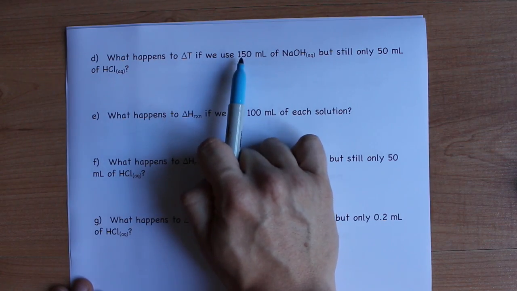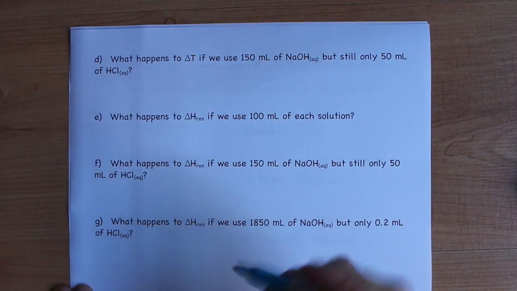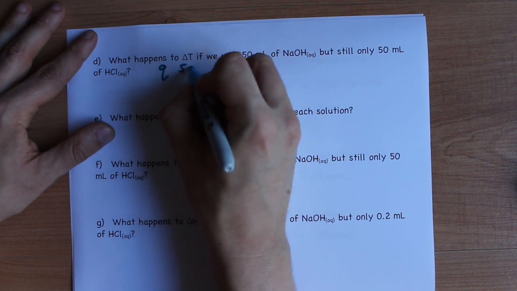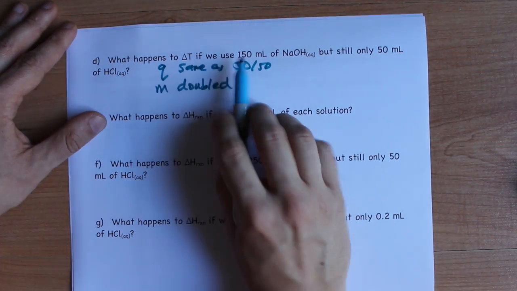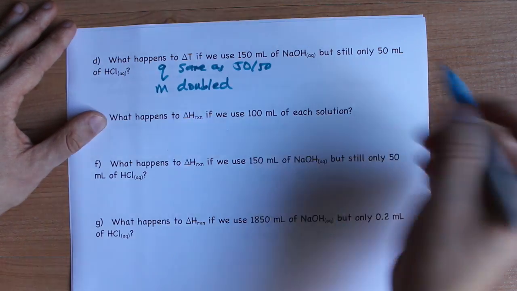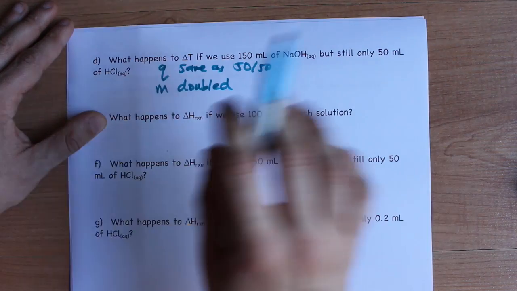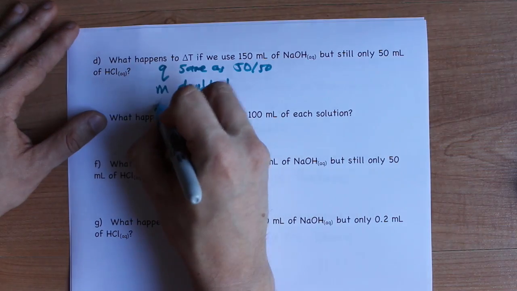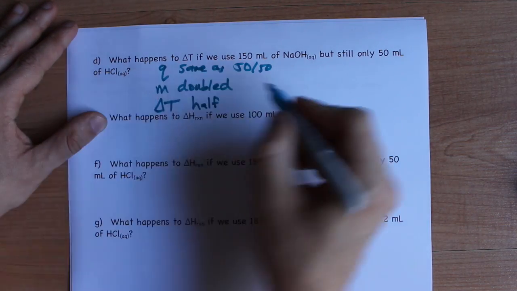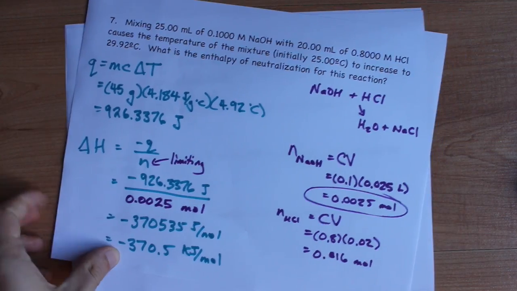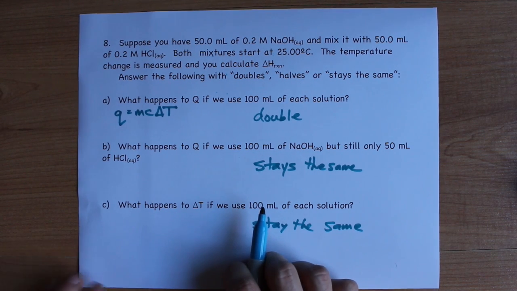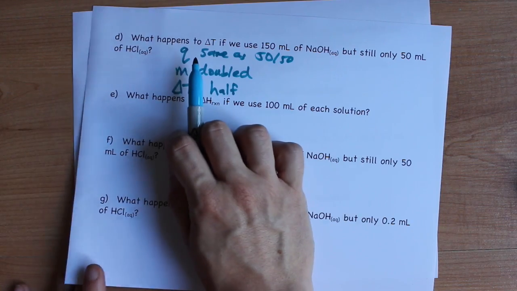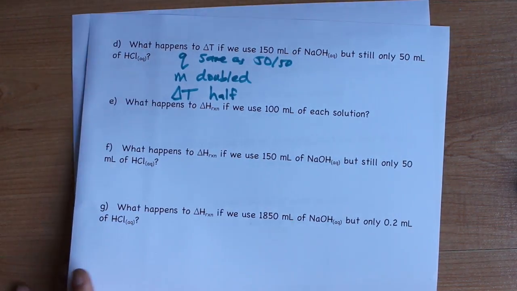Delta T, if we use 150 milliliters of NaOH and still only 50 milliliters of HCl. Here, the Q is going to be the same as if we used 50-50, but the mass itself will have doubled because we now have 200 grams of water that we're heating up. So the same amount of heat as in the original reaction is being released, but it's going to have to heat up double the amount of stuff. Therefore, delta T in this scenario is going to be half of what it was. Hey, wait a second. Does that mean I made a mistake over here? Where's the other question? Oh, no, we doubled the whole thing, we doubled everything here. And so both the masses and the Qs doubled. Here, because we're limited by the HCl, the Q is the same, but the mass is still doubling, and that's why the temperature change is half of what it was.